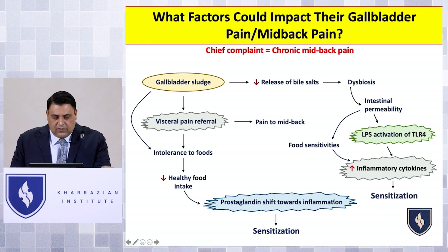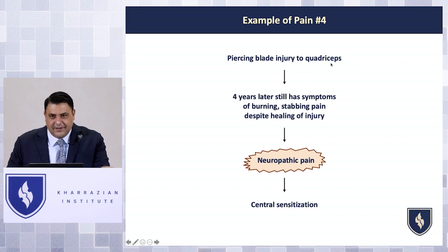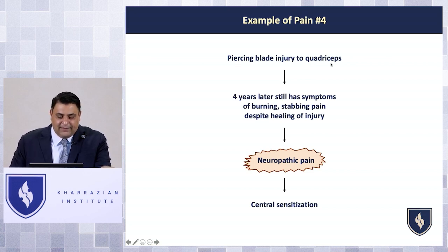So, the question: what factors could impact the gallbladder pain and mid-back pain? Well, it's all these triggers that are clearly there if you do your history. Number 4, example of pain number 4. Let's say someone has a piercing blade injury to their quadriceps. Let's say they got stabbed there, okay? Maybe they were playing with the knife themselves and they stabbed themselves, right? That makes it even much more fun.